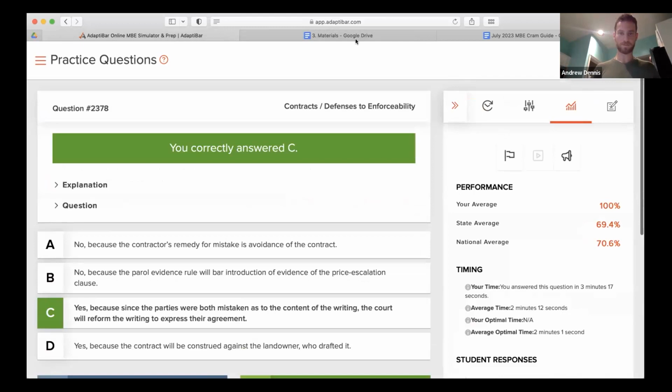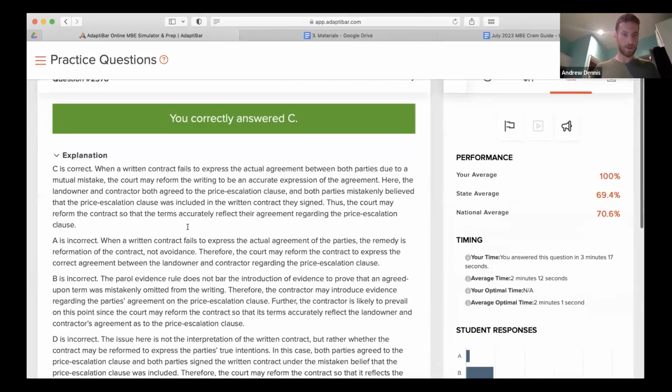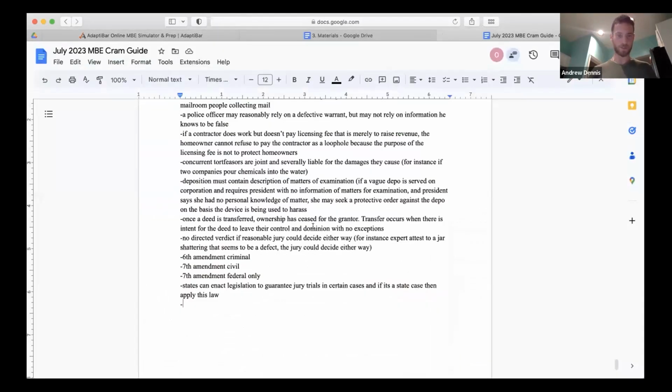Reformation. When a contract fails to express the actual agreement between both parties due to a mutual mistake, the court may reform it. So then B, the parole evidence will not bar the evidence of a mistake. So you can put both of these in here, right? If both parties are mistaken, reformation is a proper remedy.